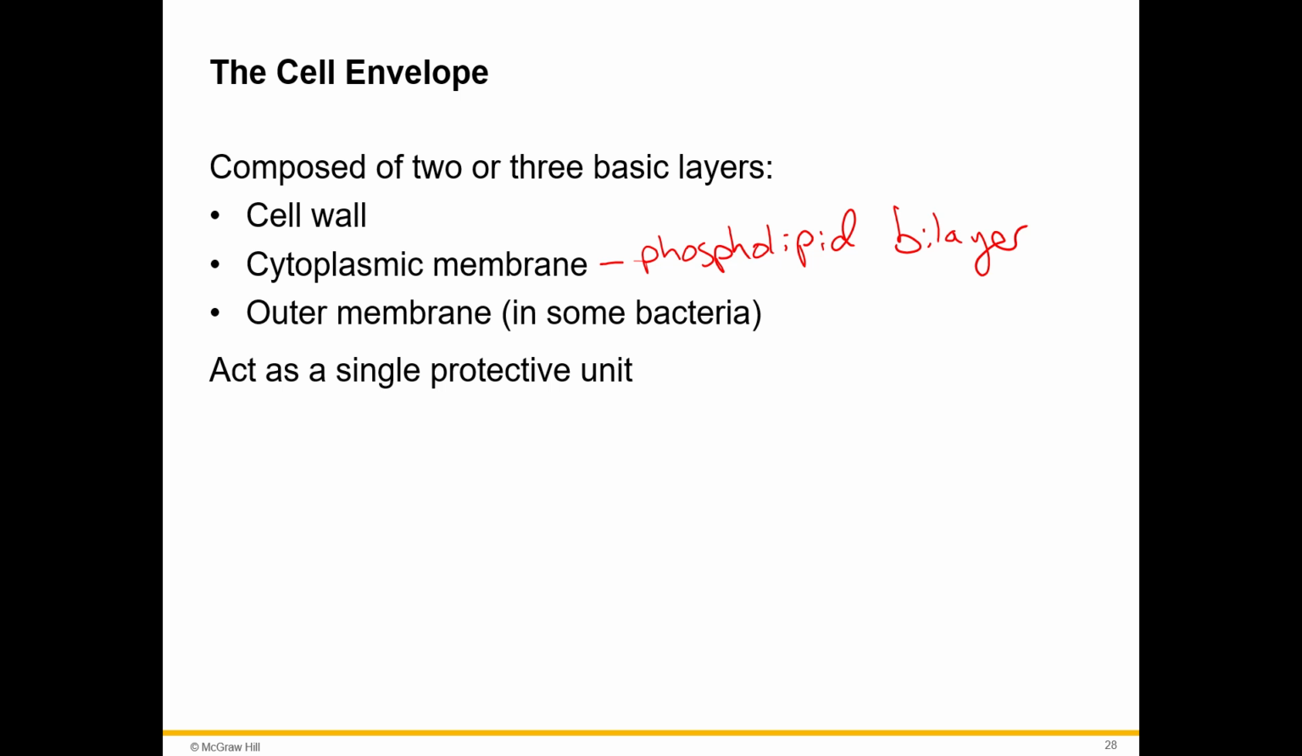Other organisms don't have cell walls at all. Our cells do not have cell walls. Protozoans do not have cell walls. So certain organisms have this cell wall, others don't. We as people, our cells do not have a cell wall, we just have that cell membrane. The cell wall and cell membrane act as a single protective unit, and they surround the cell, and they play major roles in what can get into and out of the cell, and provide structural support and shape of the cell.